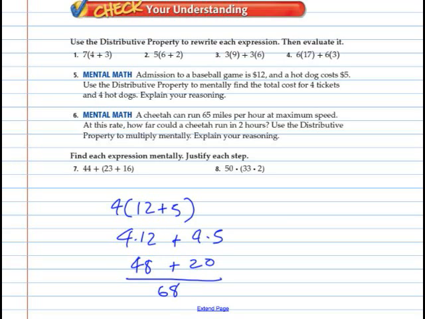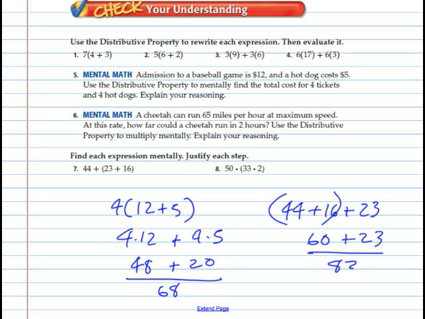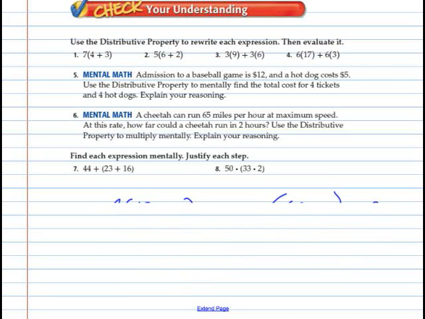Number 7 says find each expression mentally and then justify each step. In number 7, what I would do is I would change the order to 44 plus 16 plus 23. And then I would regroup that like this. The 44 and the 16 are compatible. That gives me 60 plus 23, which gives me a value of 83.